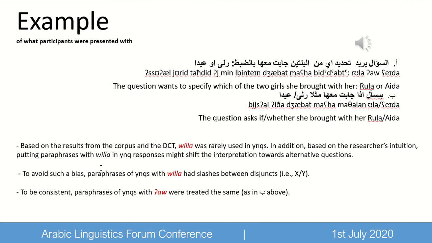Now, in this case, to avoid having such a bias, paraphrases of yes/no questions with Willa had slashes between disjuncts, as you see here, and in order to be consistent, I also treated أو in the same way. So this question had أو, as you see here, but in the paraphrase that represents disjunctive yes/no question paraphrases, I removed أو, I just put a slash, just for consistency.